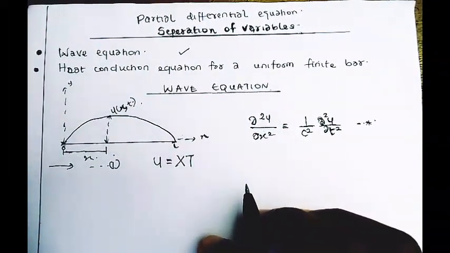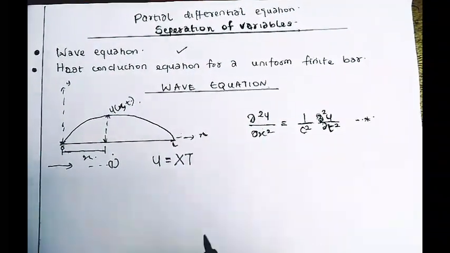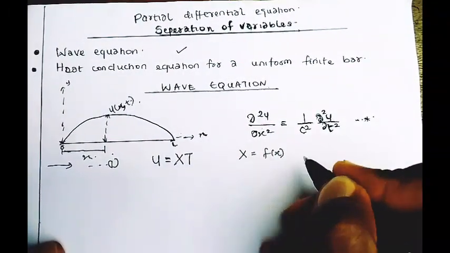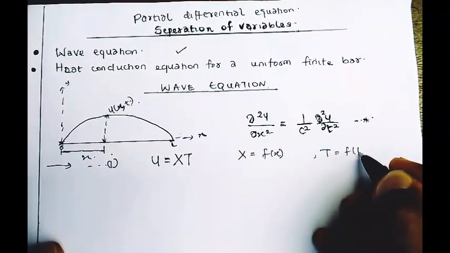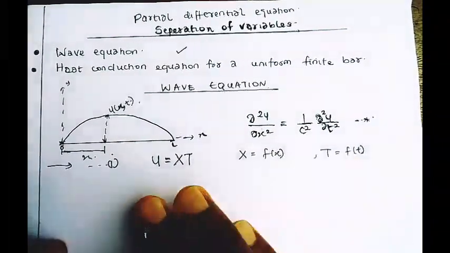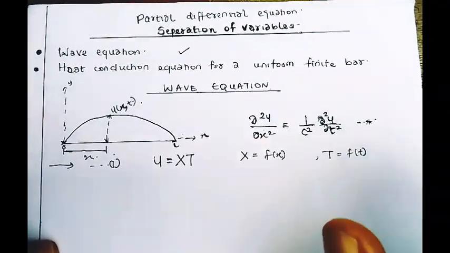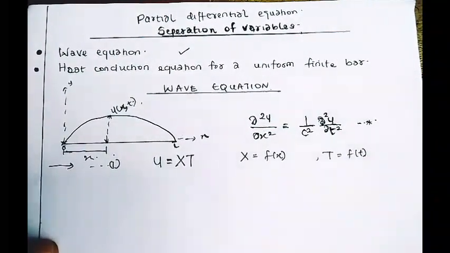Now let's denote it as capital X and capital T, where my capital X itself is a function of small x and my T is a function of small t. Now these are mostly irrelevant. Don't worry, just follow me step by step. You know how to go about this. So now it's a very simple process.